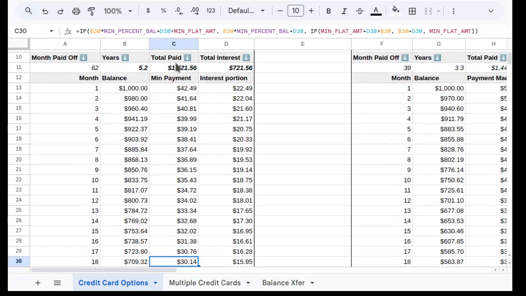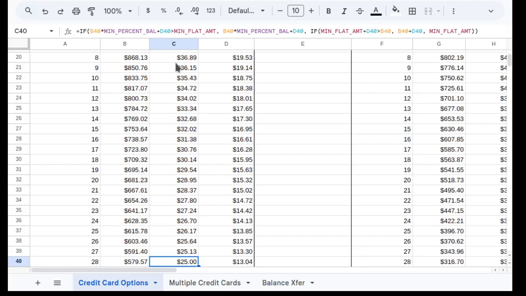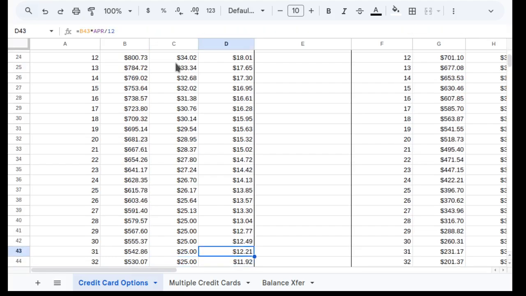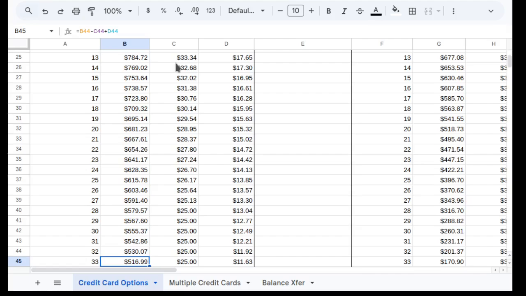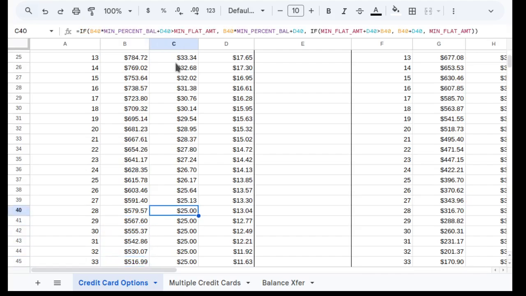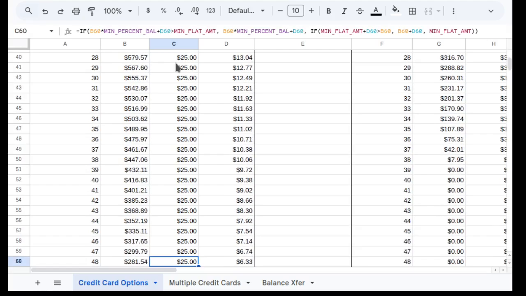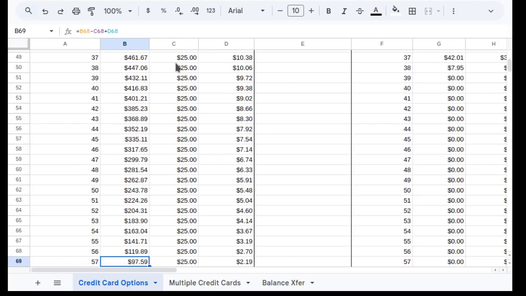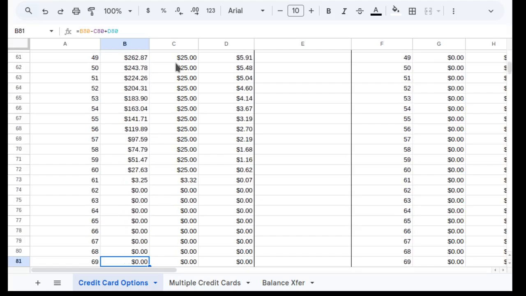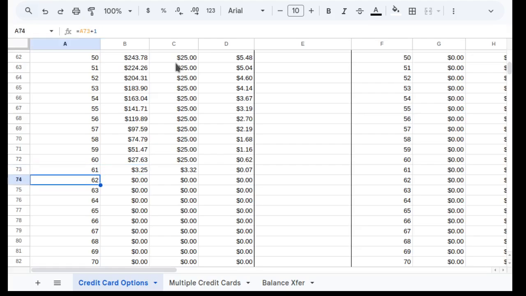So the minimum payment will drop each month, but your interest will also drop because you're paying off more of the balance. And here you can see when it hits under $25, you will then be paying the $25 amount for the remaining months until your balance in this column B is $0, which would be at the 62-month mark.